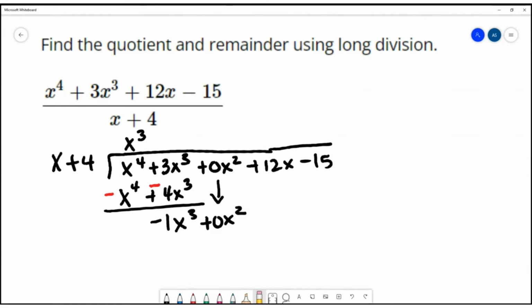We repeat that process over again. Focus on the first terms. x divides into negative x cubed, negative x squared times. We multiply that negative x squared times both of these terms and write it down here. Negative x squared times x is negative x cubed. Negative x squared times 4, that's a plus 4x squared. Excuse me, that should be a minus. Minus 4x squared. And we're going to subtract. We'll change those signs to subtract.